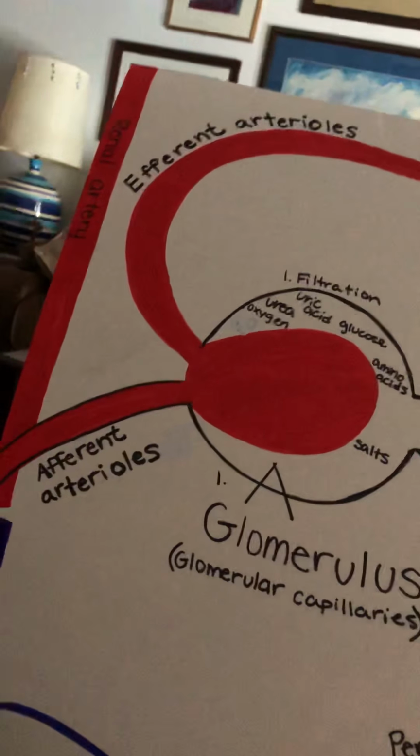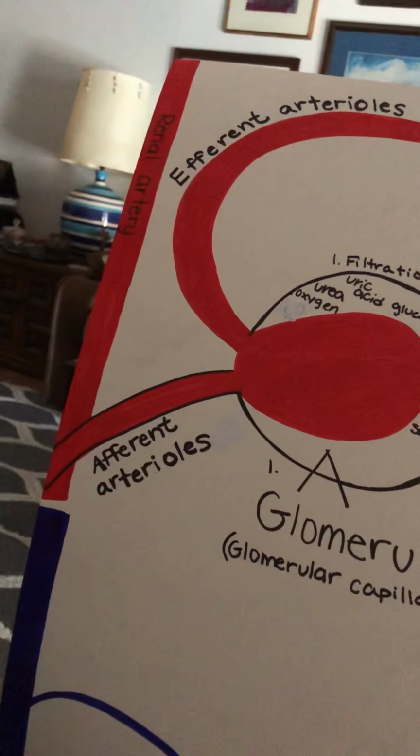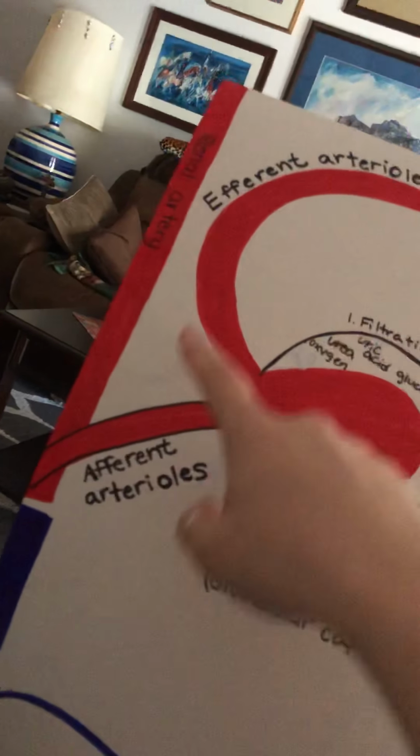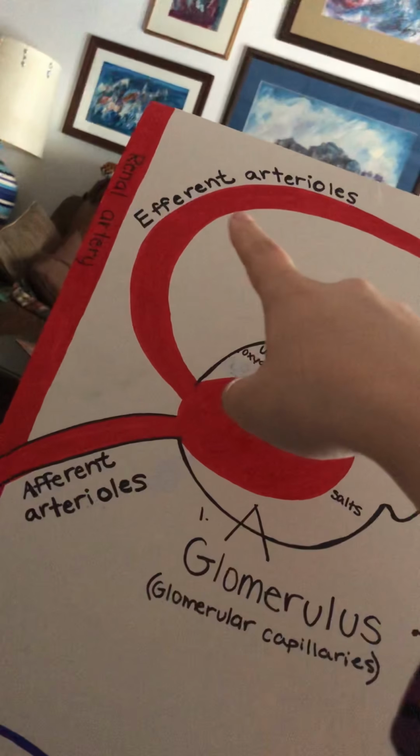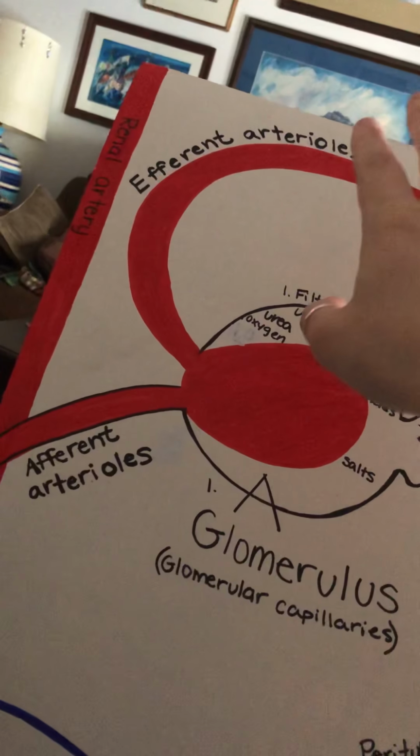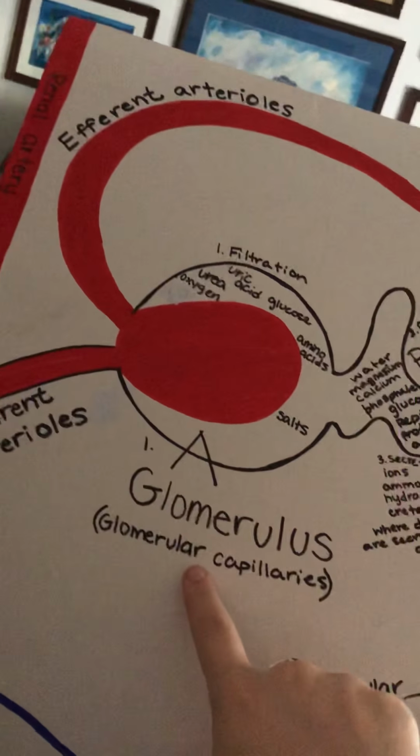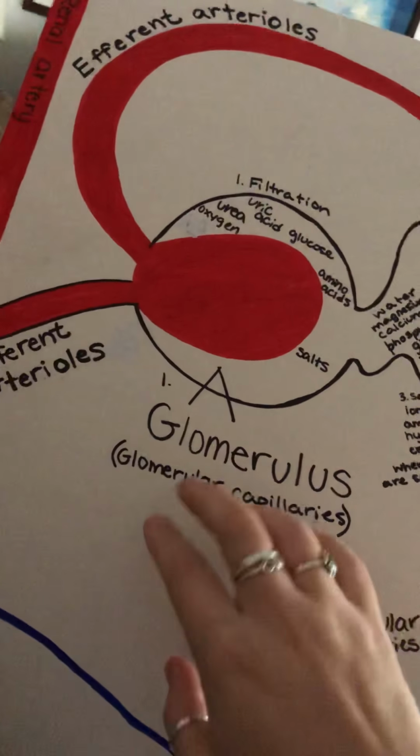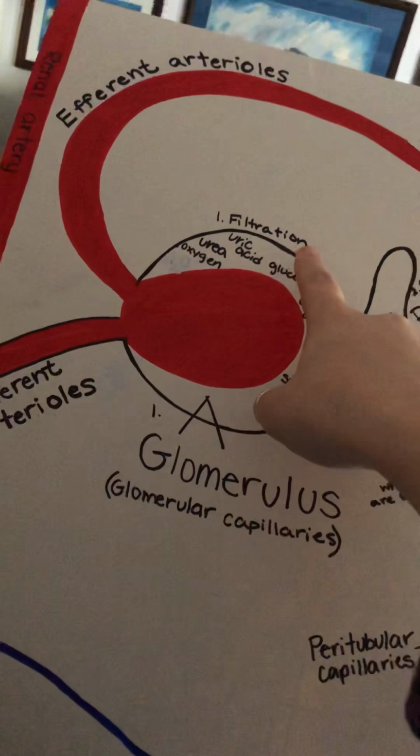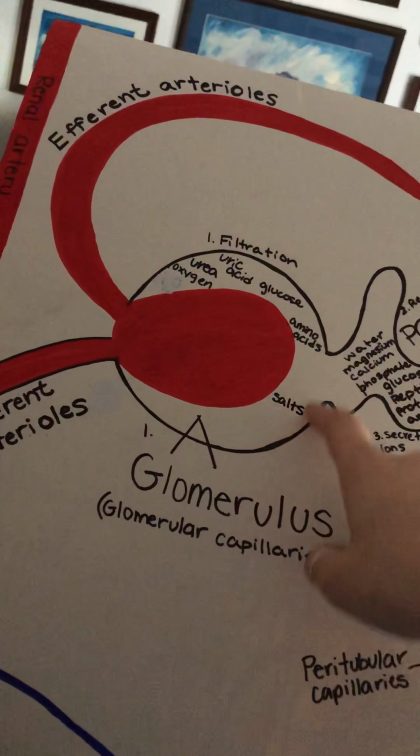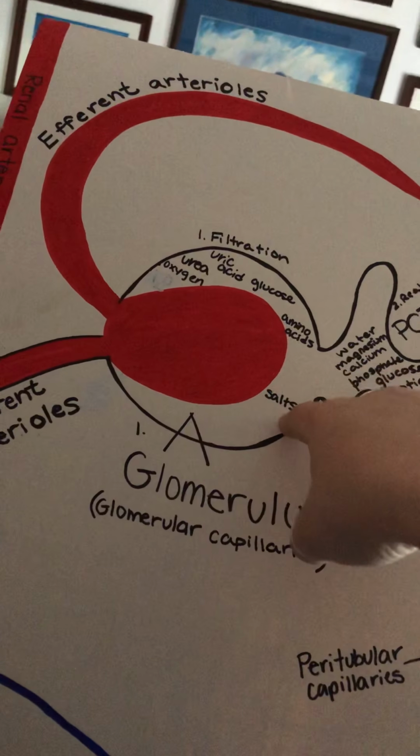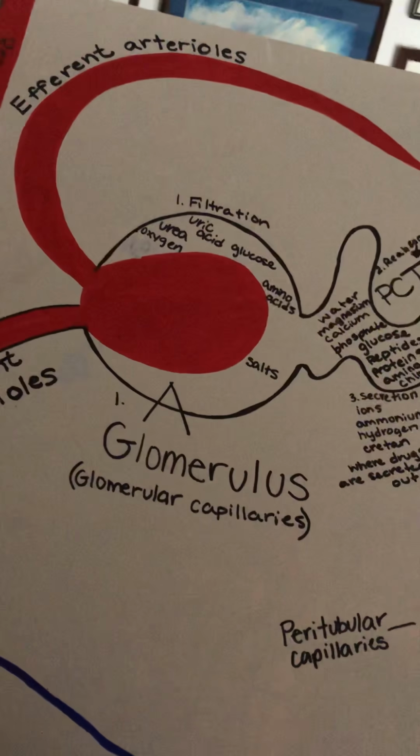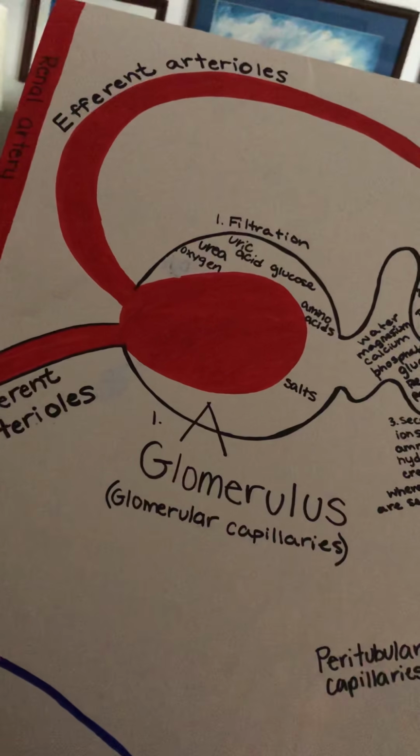Since I added the renal artery, I'm gonna begin there. The renal artery goes to the afferent and efferent arterioles, and that is then connected to the glomerular capillaries, the glomerulus. Here in this step, filtration will take place, and here is just some things that will be filtered. So salts, amino acids, glucose, uric acid, urea, and oxygen.